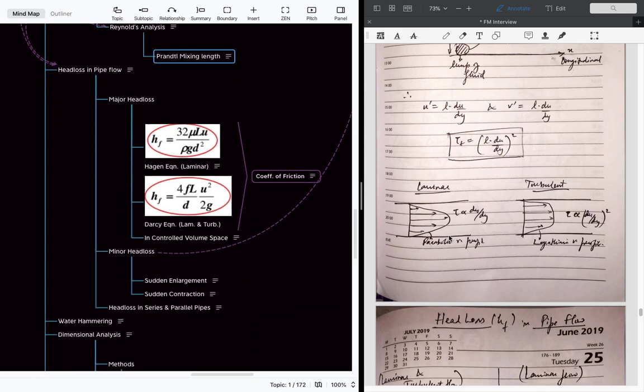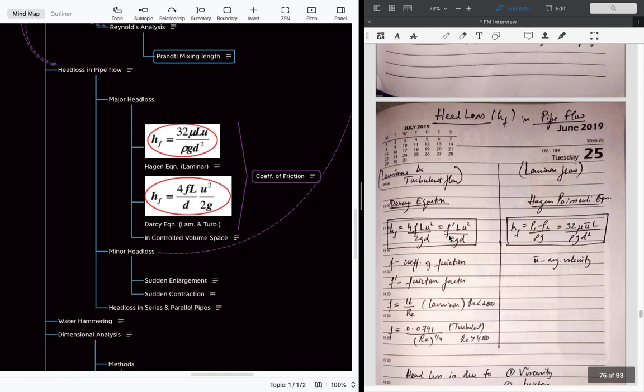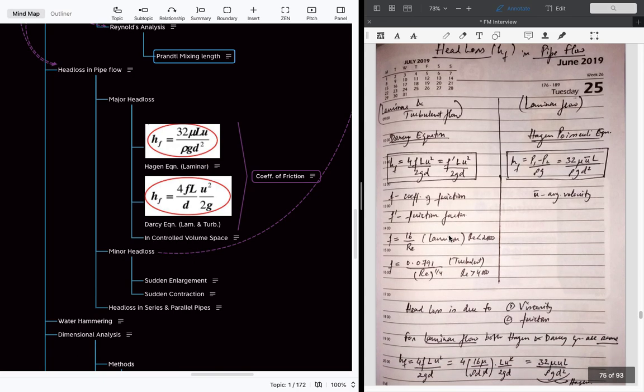So next we will go to the head loss in the pipe flow. So how to identify the head loss in laminar as well as turbulent flow? For laminar, we can use the Hagen-Poiseuille equation. It gives us the formula to find the head loss: hf is equal to (P1 minus P2) divided by rho g, which is expressed as 32 mu u, where u is the average velocity, times the length, divided by rho g d squared.